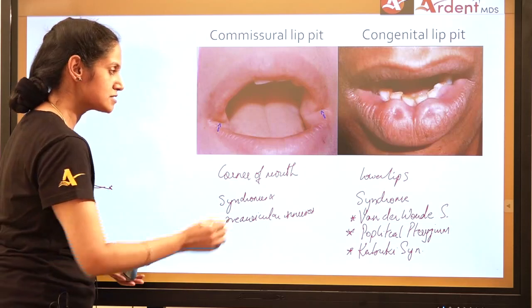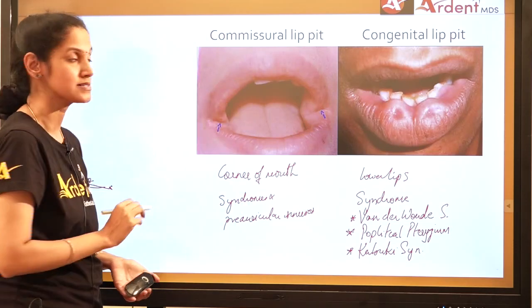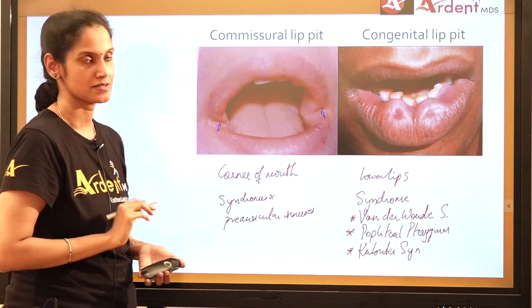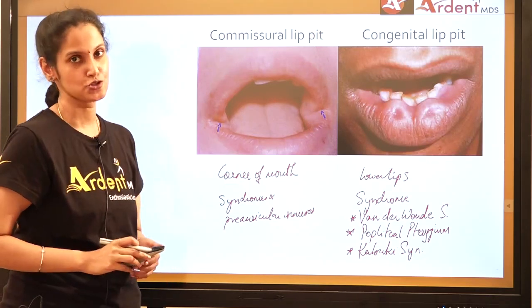So you have three syndromes to remember as far as your congenital lip pits or paramedian lip pits are concerned, which is not the case with the commissural lip pits.